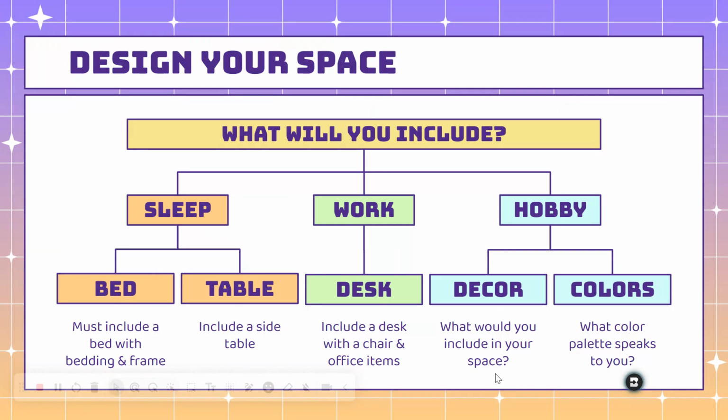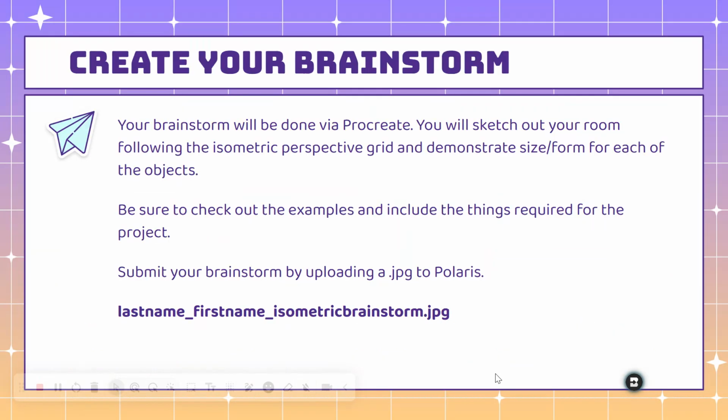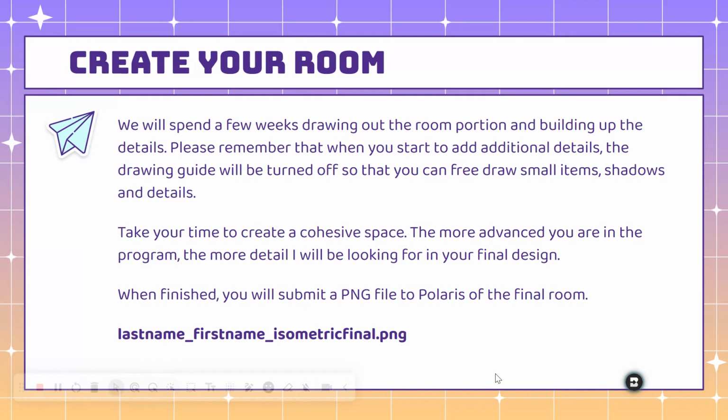Just do a sketch on Procreate. Like set up the room. You could do a quick sketch without the drawing guide on. Map out where you want everything to go and submit that onto Polaris. You can see here's how to submit that. And then you'll create your final.